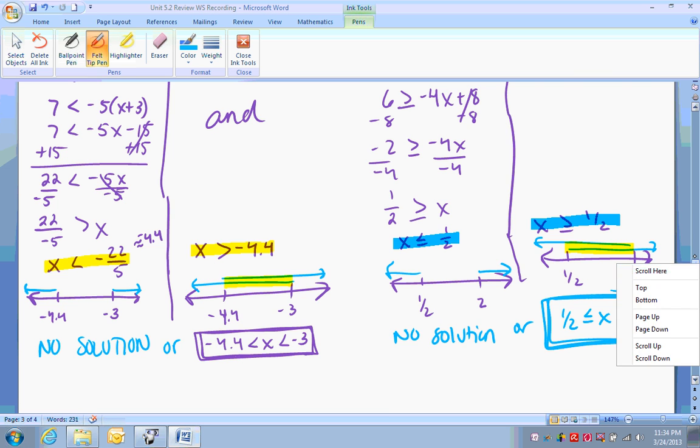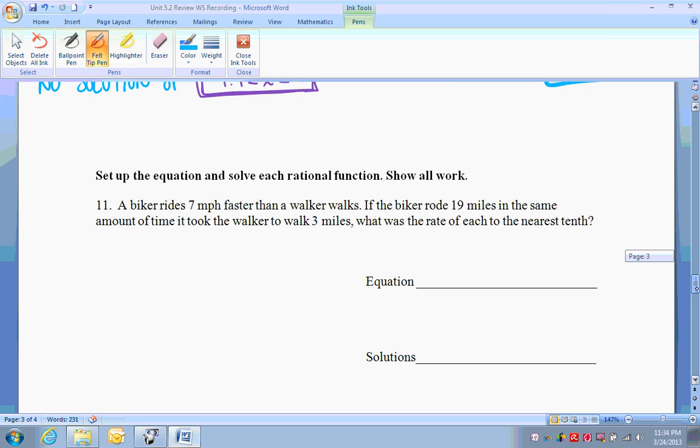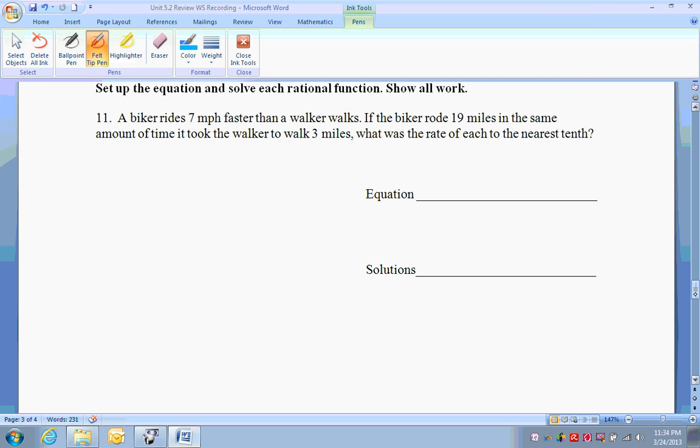Okay, so those are the inequality problems. Those are probably the hardest problems on our test. Now let's move to the last 3 word problems. And these are the distance, rate, and time, and the work, rate, and time problems.